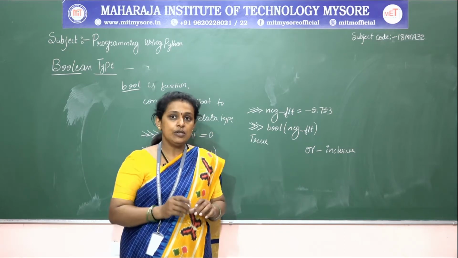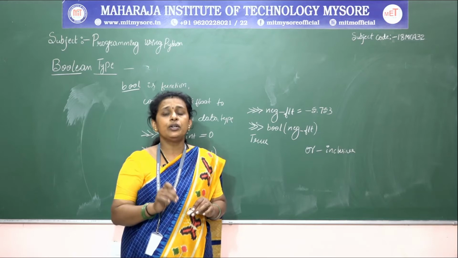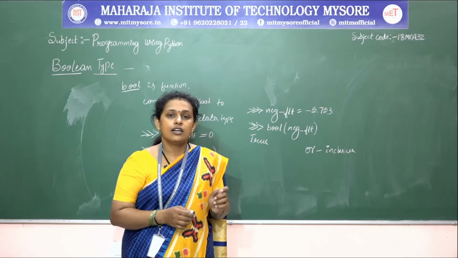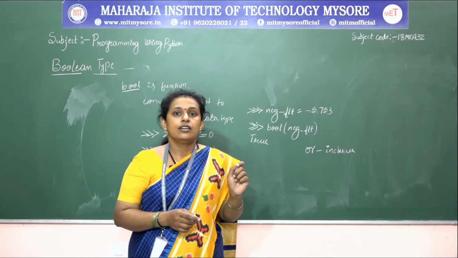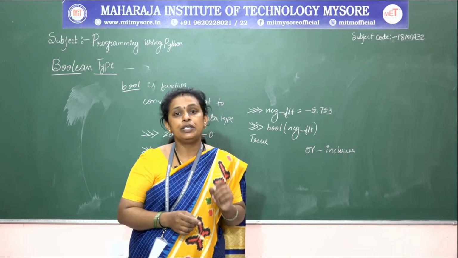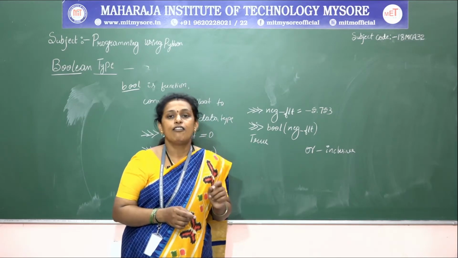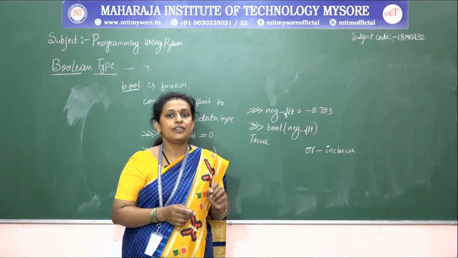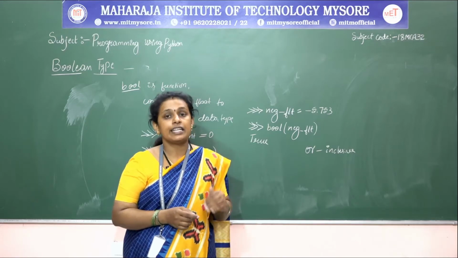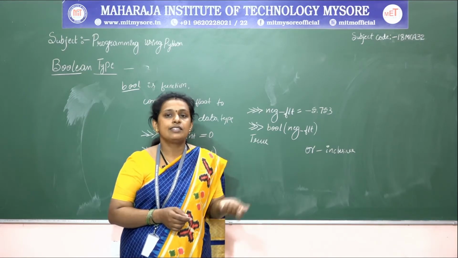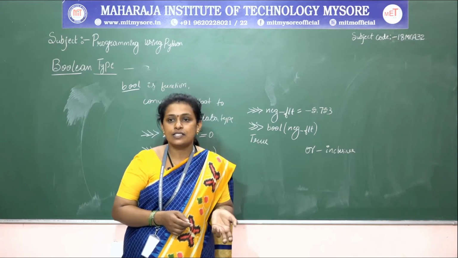When it comes to exclusive, it evaluates to true only when exactly one of the operands is true. If both operands are the same, whether both true or both false, it gives the output as false.